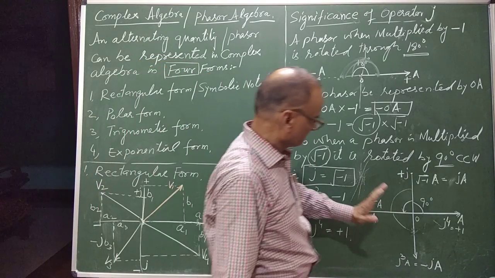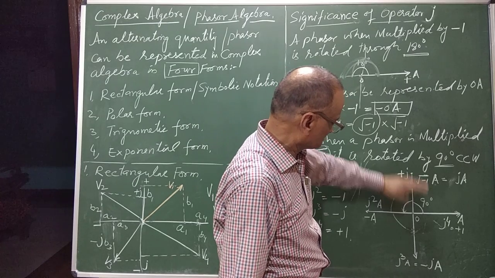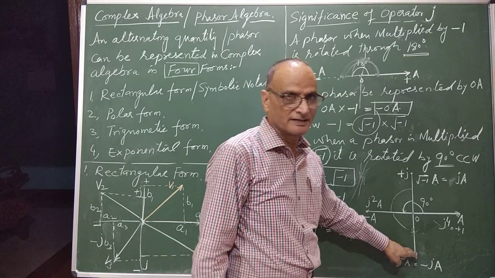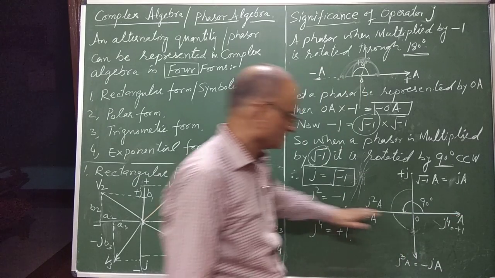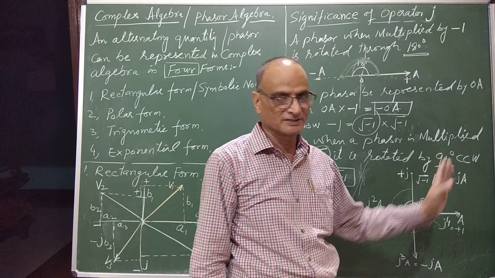So whenever there is operator j, it is either positive or negative. j is on this axis, and this axis is the real axis, and this is sometimes called the imaginary axis.